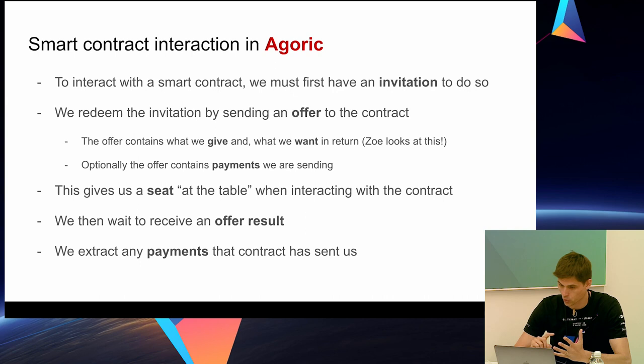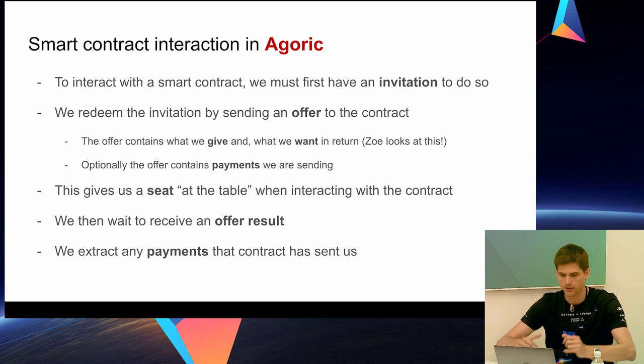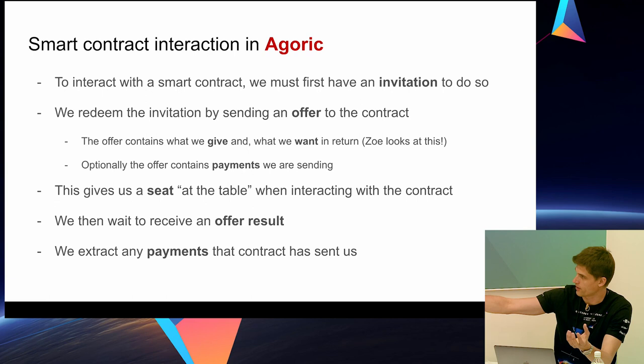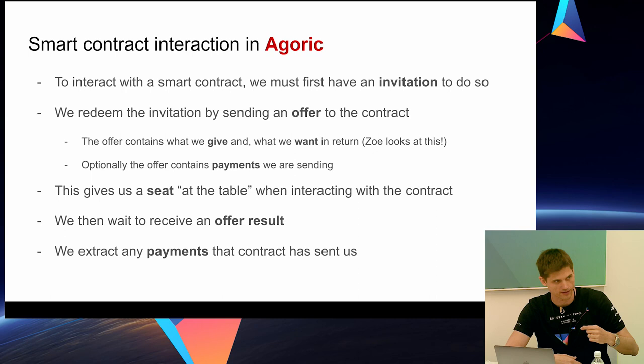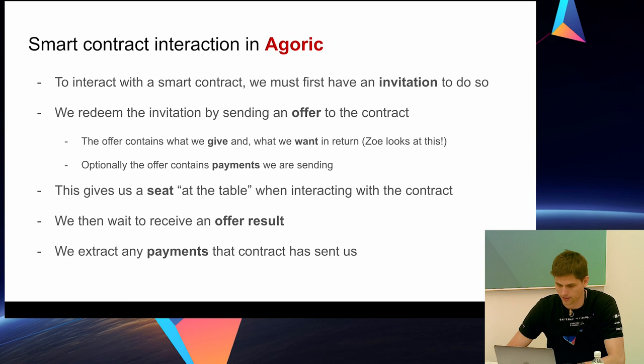These are actual keywords in the structures we'll see. And then, if there are any payments we're making, we attach those payments to the offer, and this whole thing gets sent, and that's where Zoe picks it up. The smart contract starts running, and when it's finally done, there's an offer result. We can get the offer result back and examine what happened. This whole thing looks complicated if you're used to Ethereum, where it's an RPC call, and the function comes back. But the point of this whole infrastructure is that it protects the user and the developer, and we'll see exactly how.